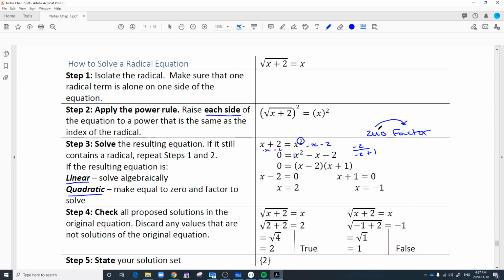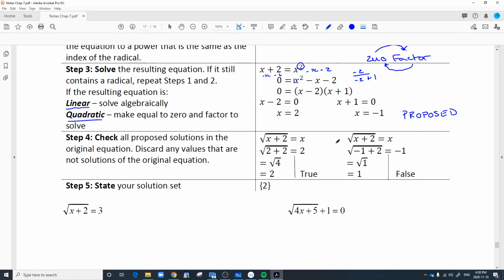So once you've set it equal to 0 and you've factored, now you're going to set each factor equal to 0 and solve. So one of the factors is x minus 2 equals 0, so x is 2, and then x plus 1 equals 0, so x is negative 1. Now remember, these are proposed solutions. It's up to us to determine if they're true solutions or if they're extraneous.